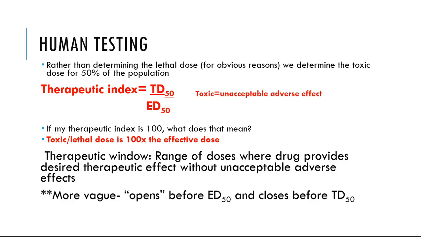This is sort of a more vague range than the therapeutic index. The therapeutic window would sort of open before the ED50, because remember, that's the amount that's required to produce a noticeable change in half the population. So some people may not require that much, and it's going to close a little bit before the TD50 because we don't want to get so close to the toxic dose that there are a lot of unacceptable adverse effects.